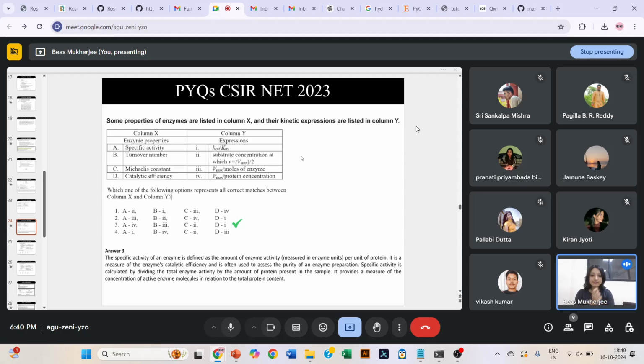So, the specific activity of the enzyme is the amount of enzyme activity per unit of protein, that is, per mg of protein, and it is a measure of the enzyme's catalytic efficiency, and it is often used to assess the purity of the enzyme preparation. Specific activity is calculated by dividing the total enzyme activity by the amount of the protein present in the sample. It provides a measure of the concentration of active enzyme molecules in relation to the total protein content. Okay, so please try to go through our previous slides. Everything is going to be given to you there. Okay.